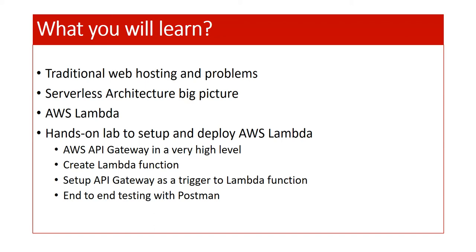Then I'll introduce you to AWS Lambda. Then we'll do a hands-on lab to set up and deploy AWS Lambda. In that, I'll introduce you to API Gateway at a very high level. Then we'll create a Lambda function. Then we'll set up API Gateway as a trigger point to run the Lambda function. Then we'll do end-to-end testing with Postman, which is a REST client. So that's the agenda of this course. Stay tuned, and let's get into the serverless computing world.